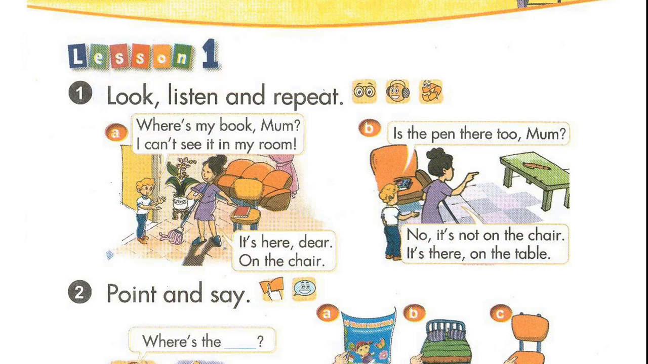A. Where's my book, Mum? I can't see it in my room. It's here, dear, on the chair. B. Is the pen there too, Mum? No, it's not on the chair. It's there, on the table.